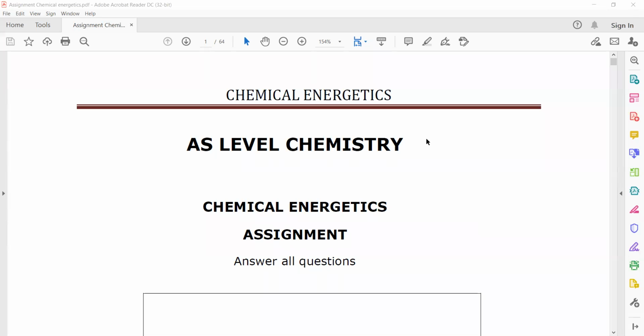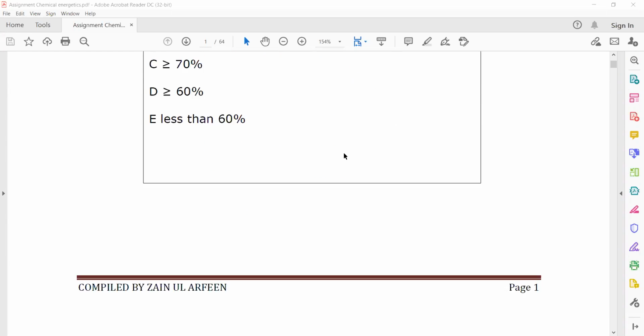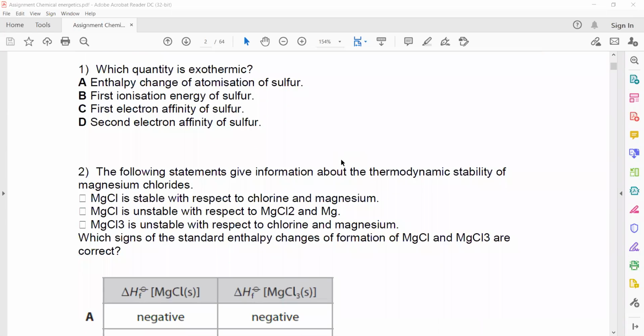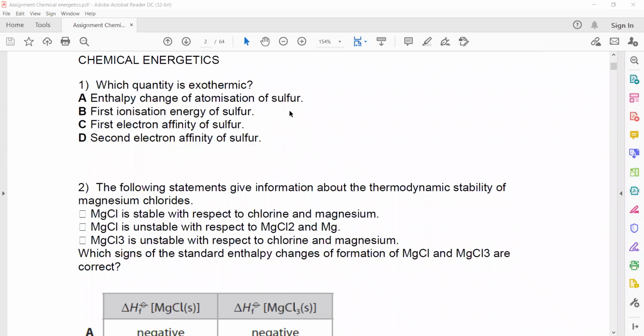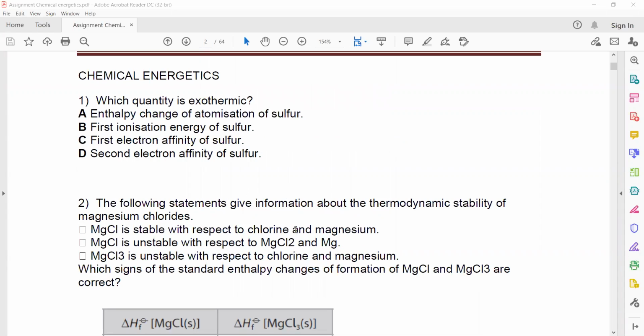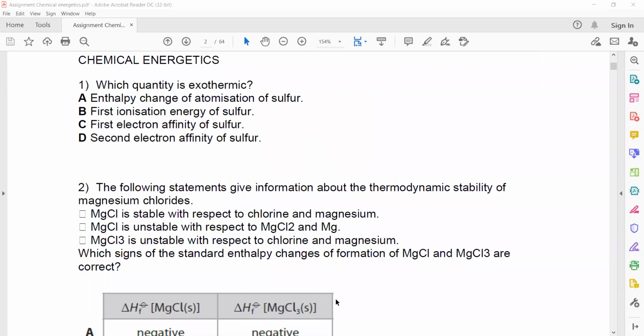So this one is an exercise related to chemical energetics, energy from the chemical. The first one, which quantity is exothermic? So what could be the answer? Which quantity is exothermic?